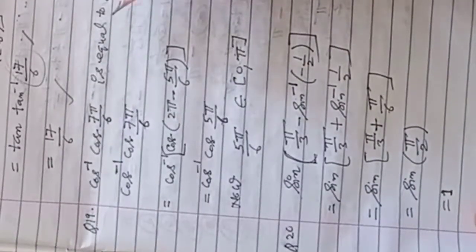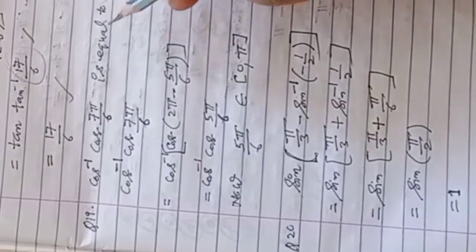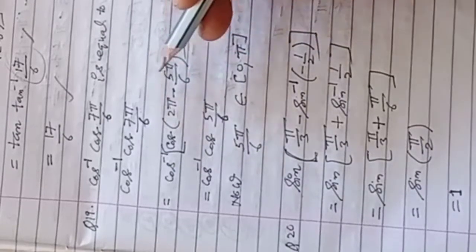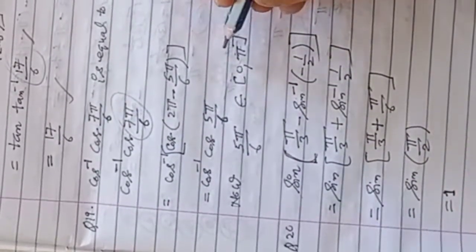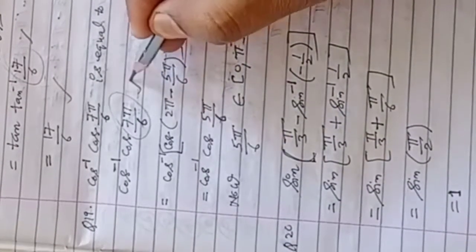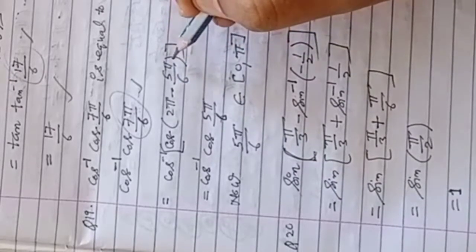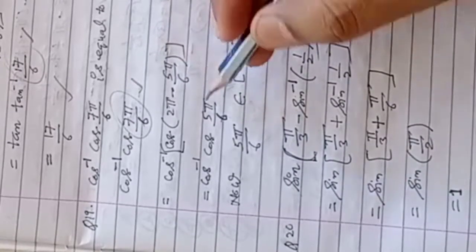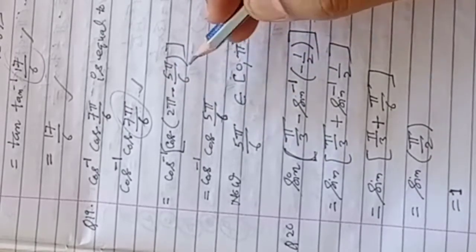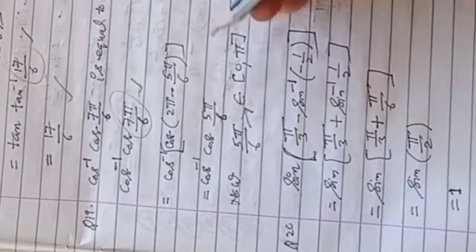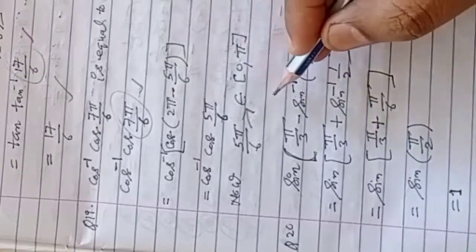So number 19, cos inverse cos 7 pi by 6 is equal to. So cos inverse cos 7 pi by 6, this is not coming in range because its range is 0 to pi and it is coming more than pi. So we will convert it. So cos inverse cos (2 pi minus pi by 6). So cos inverse cos 5 pi by 6 is coming. So this is in the principal range of cos. So this is our required answer.